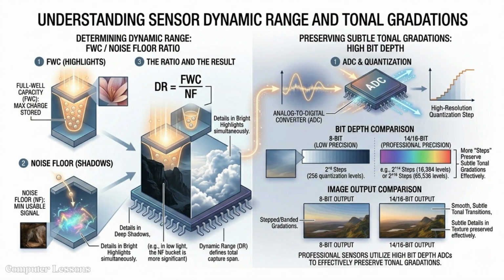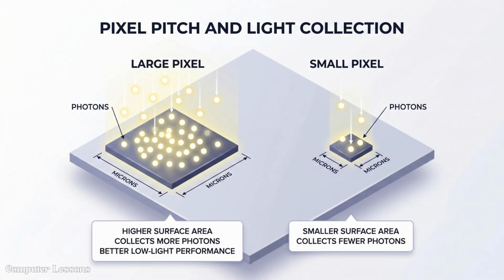Dynamic range measures the sensor's ability to capture detail in both deep shadows and bright highlights simultaneously. It is determined by the ratio between the full well capacity and the noise floor. Professional sensors utilize 14-bit or 16-bit ADCs to preserve these subtle tonal gradations effectively. Pixel pitch refers to the physical size of each individual pixel, measured in microns across the chip.